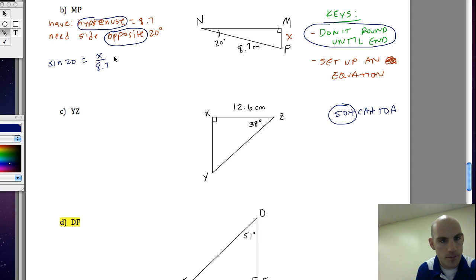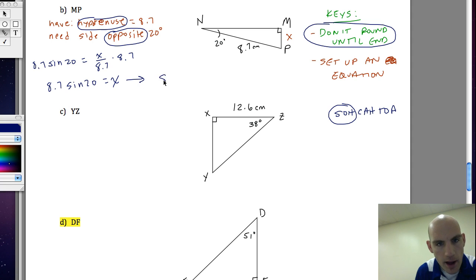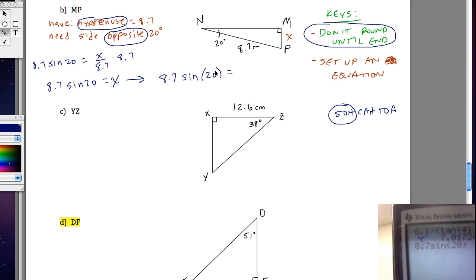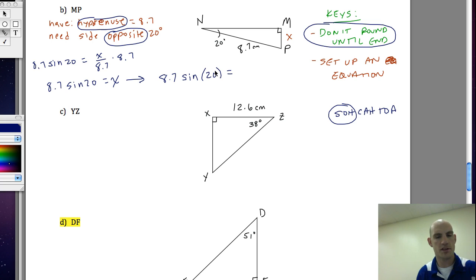Let's solve for x. Multiply both sides by 8.7. So I have 8.7 sine of 20 equals x. That looks like something I can put into my calculator. Here's what I'm going to put in: 8.7 sine 20, and then hit enter. Can you see that? You probably can't. It's for effect though.